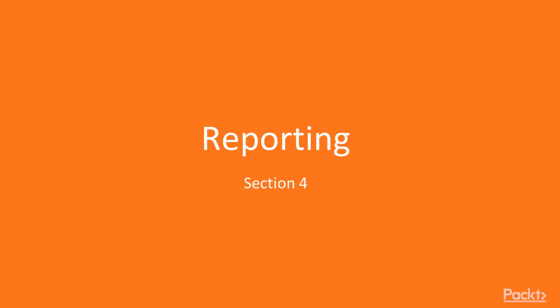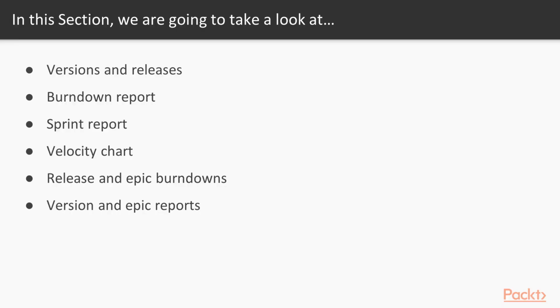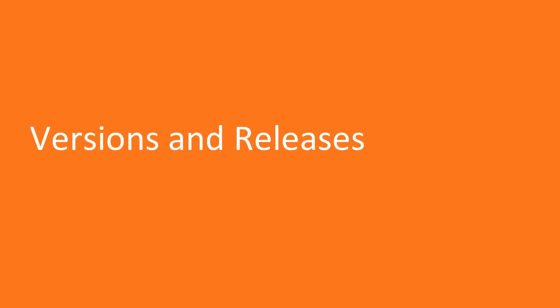Okay, in section 4, we're going to talk about reporting. In this section, we're going to talk about versions and releases. We're going to talk about the burn down report, the sprint report, the velocity chart, release and epic burn downs, and the version and epic reports. Let's start with versions and releases.